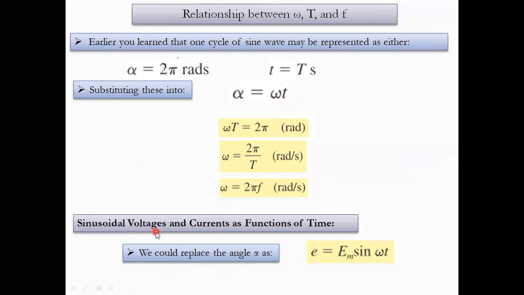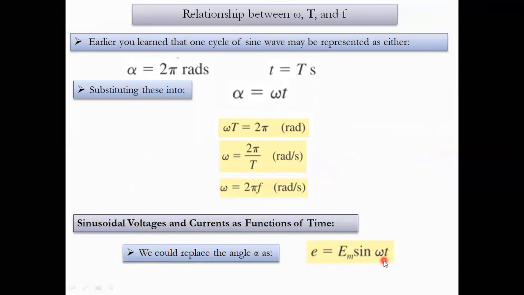Sinusoidal voltages and currents are a function of time. This is represented by the generated EMF equation, e equal to Em sine omega t. We all know omega is the angular frequency. Em is the magnitude, or amplitude, or maximum value, or peak value. There are so many names. This is the sinusoidal equation format.